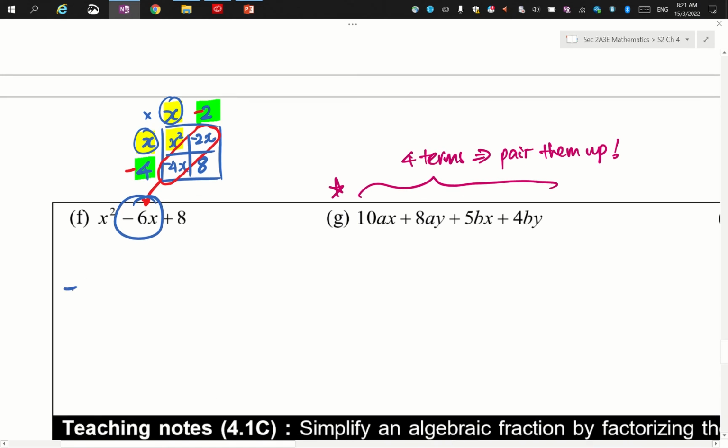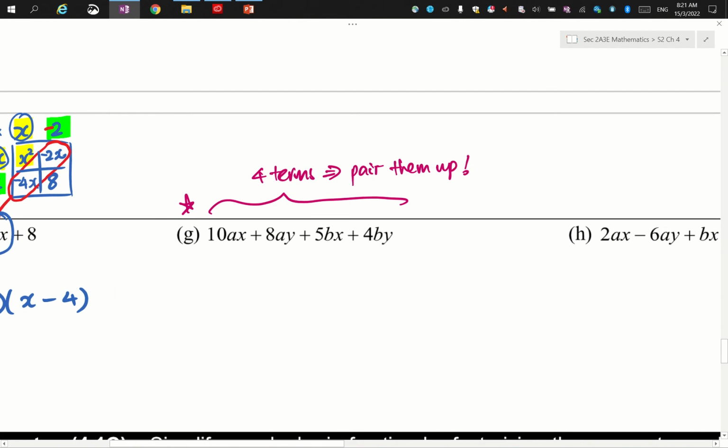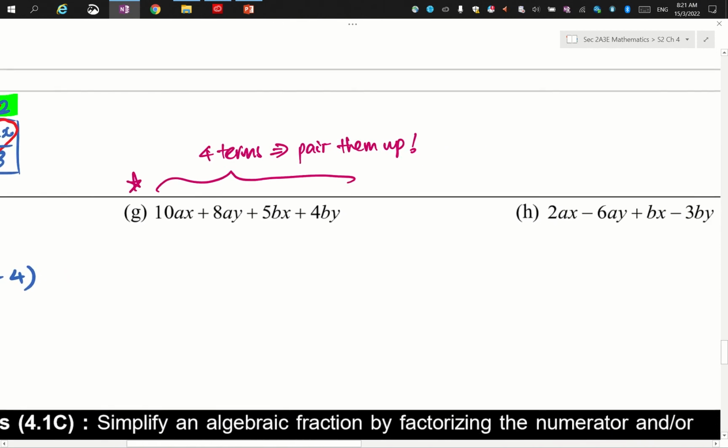So the factorized form is x minus 2, x minus 4. Now in part G, where we see 4 terms, so we want to pair them up. First two terms, we've got common factors, right? We've got 2 and a as the common factor. In the next 2 terms, we have b as the common factor. So let's factorize those out. 2a, we're left with 5x plus 4y. In the second pair, b is a common factor, so 5x plus 4y.